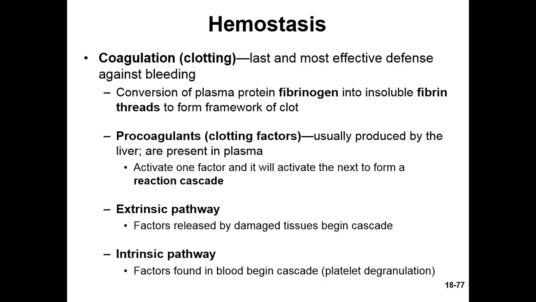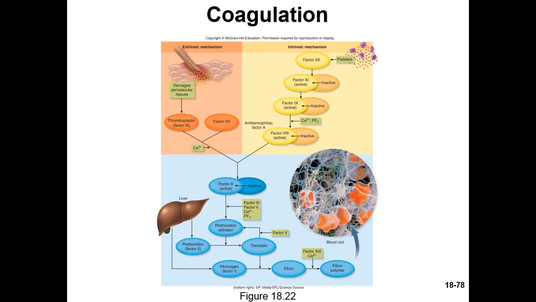and sealed. Again, coagulation, clotting: you have fibrinogen, an insoluble fibrin thread, procoagulants, clotting factors, an activated cascade of events, either intrinsic or extrinsic. Extrinsic, outside, released by damaged tissue. Intrinsic, within the endothelial lining. Learn figure 18.22.